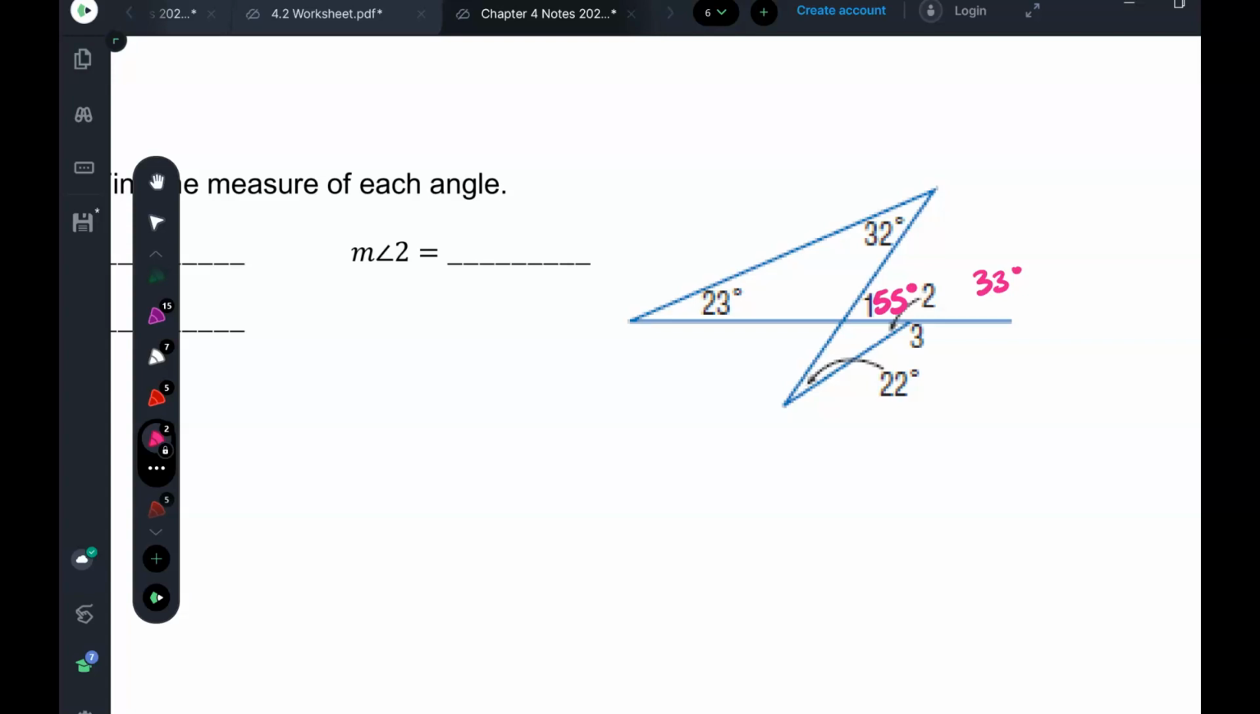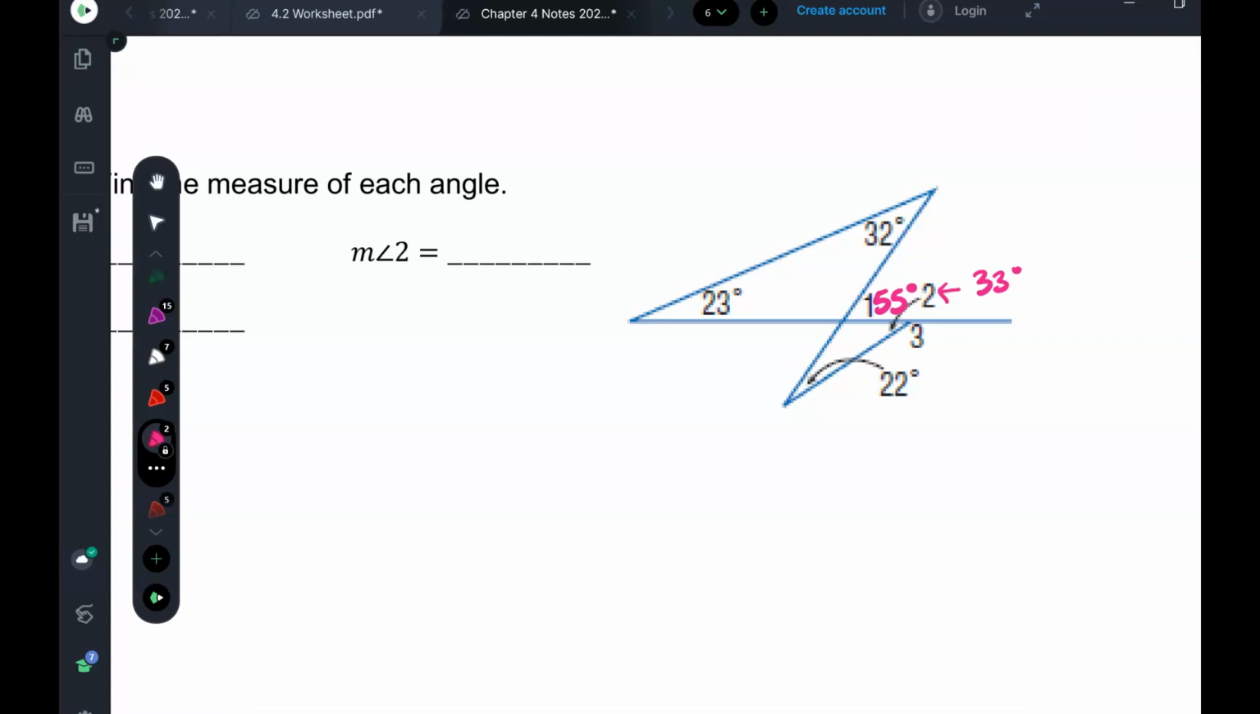Now, this is angle 3. What do we notice about these two angles? They make a linear pair. So then we have to do 180 minus 55. Which is 125. It wouldn't be 33 because you have to add both of them. It would be 125.